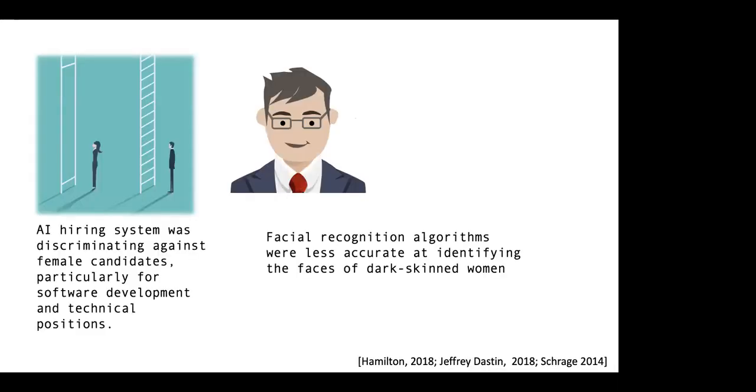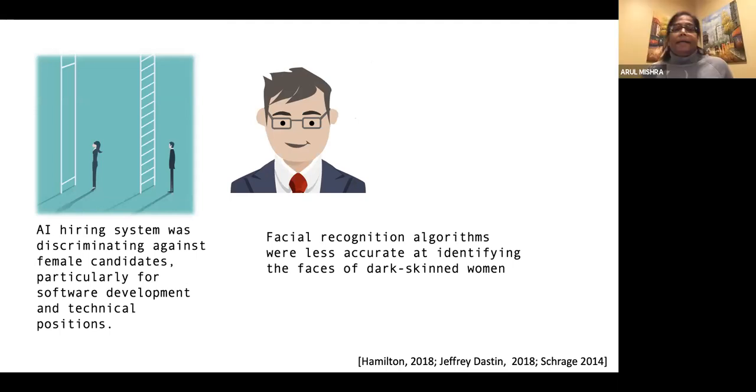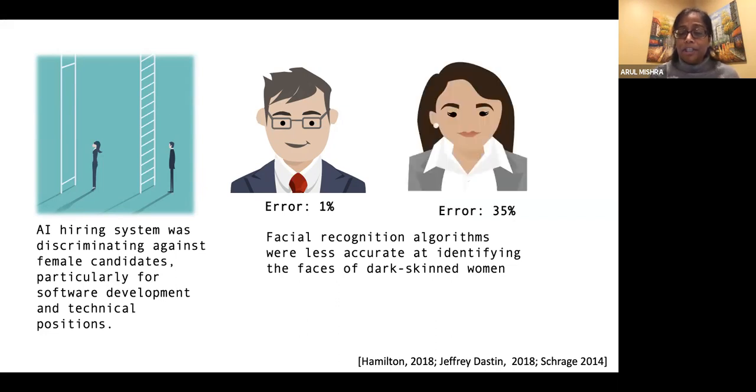What has been found is in hiring decision making, not in the legal system, that sometimes these AI-based hiring systems were discriminating against female candidates, especially for certain types of jobs that might be related to, for instance, software or technical positions. The other place where they found that there might be some discrimination was in facial recognition algorithms.